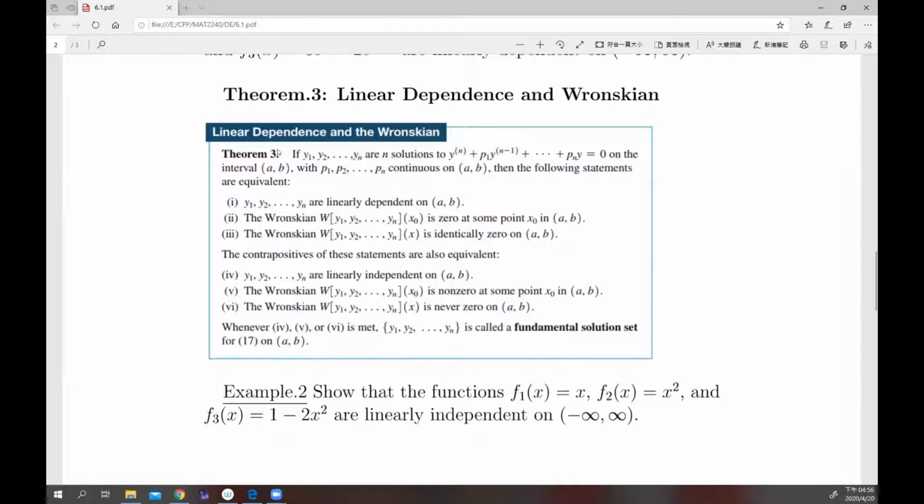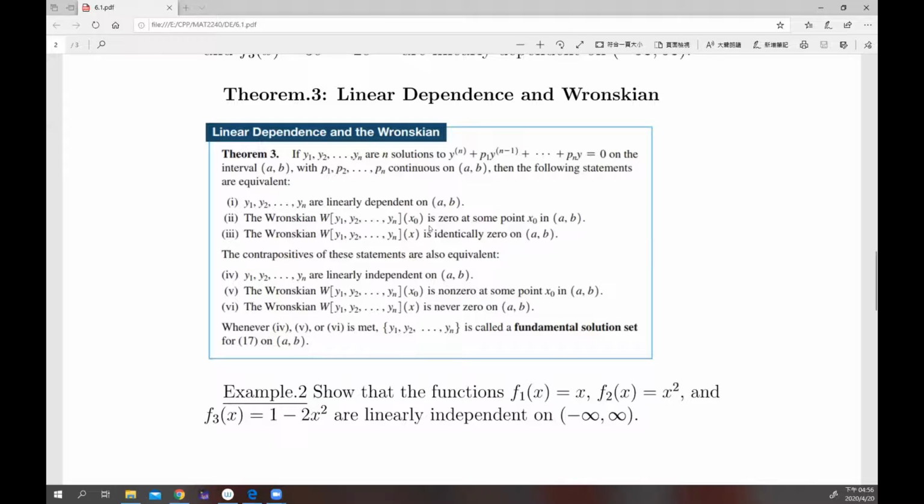Theorem 3, linear dependence and the Wronskian. If you have n functions y1 to yn, and they are solutions to some homogeneous differential equation with p1 up to pn continuous on (a, b), then the following statements are equivalent. The first one: y1 to yn are linearly dependent on (a, b). Now, of course, a lot of the time we need to check that, but this is when the next two items will help us tremendously in determining whether y1 up to yn are linearly dependent or not.